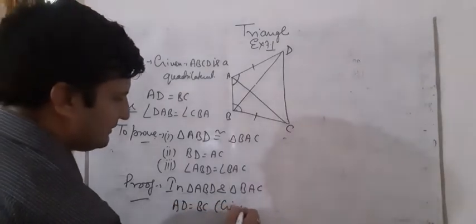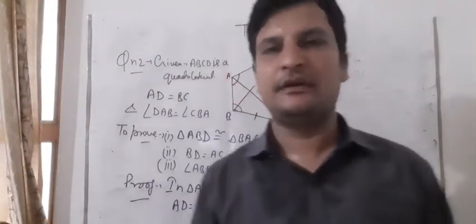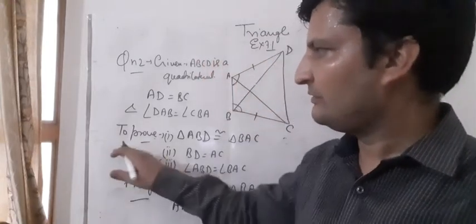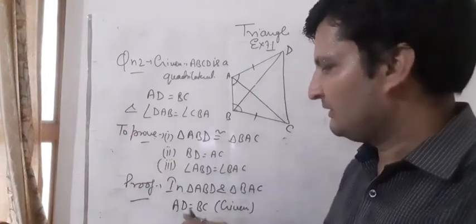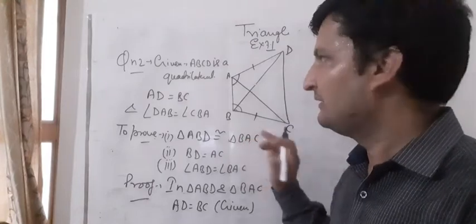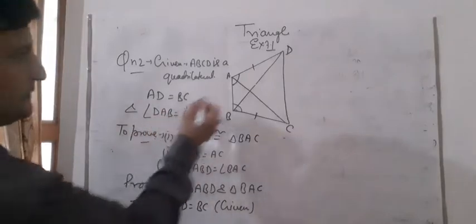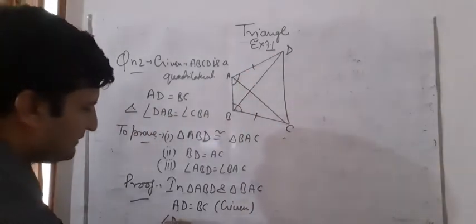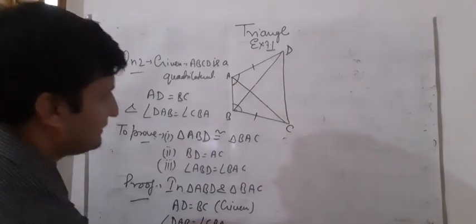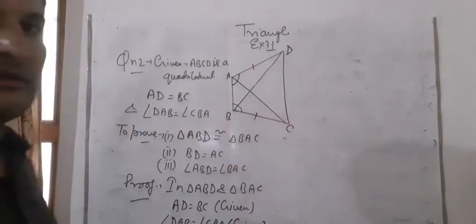This is given. Students, earlier we have noted these properties, SSS, SAS and so on. So we have to use these properties in this question. First one, AD is equal to BC, means these two sides are equal to each other. And next thing, it is already given that angle DAB is equal to angle CBA. It is also given.